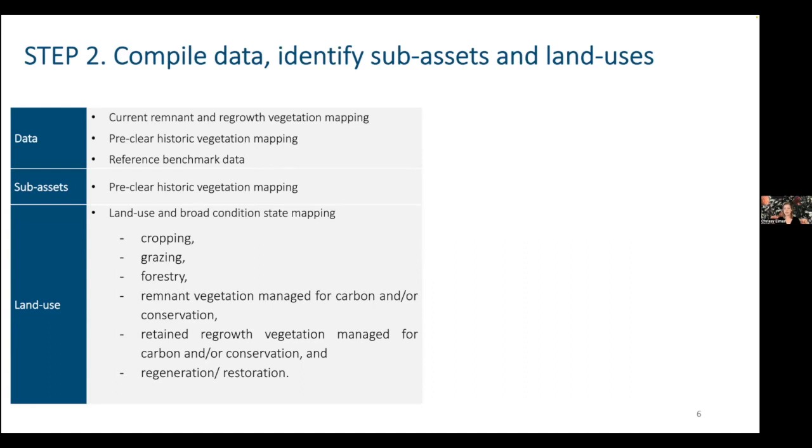And then finally, we have our land uses. So this is really sort of a farm management map where you can identify different land uses or broad condition states that exist within your accounting area. So broadly speaking, this would be delineating the accounting area into areas such as cropping, grazing, forestry, remnant vegetation areas or projects, retained regrowth vegetation, and any sort of regeneration or restoration areas. These are just examples. We don't provide a structured list of land use types. It's up to the proponent on how detailed they want to be when defining their different land uses or broad condition states.